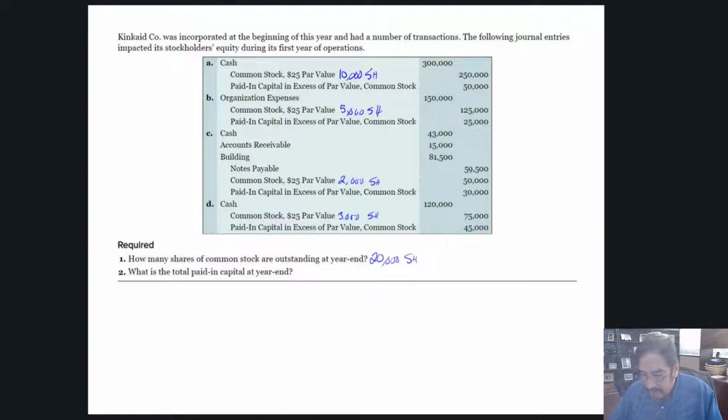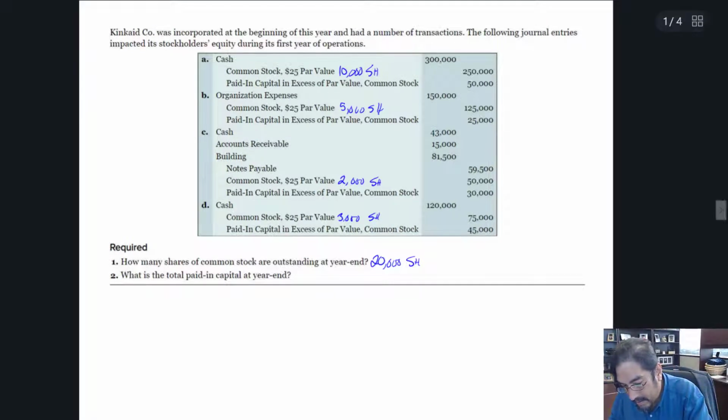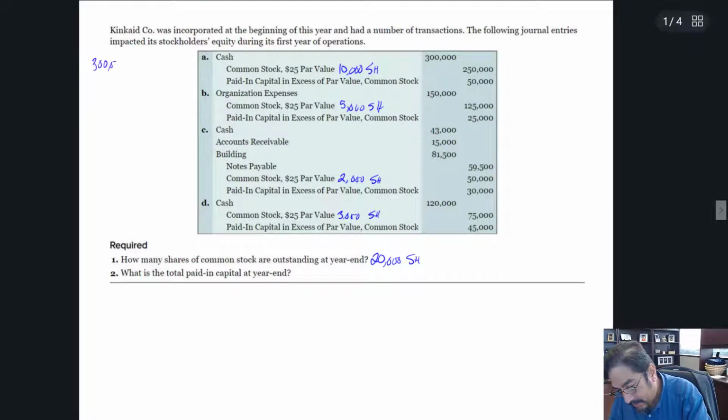And there's something else that we can figure out too. It's not part of the problem, but I think it's interesting. We can find out how much investors are paying us for our shares. We can find out the market value per share. So in A, they gave us $300,000 for 10,000 shares. And in B, they gave us $150,000 for 5,000 shares. And in C, I'm going to jump down to D. In D, they gave us $120,000 for 3,000 shares.